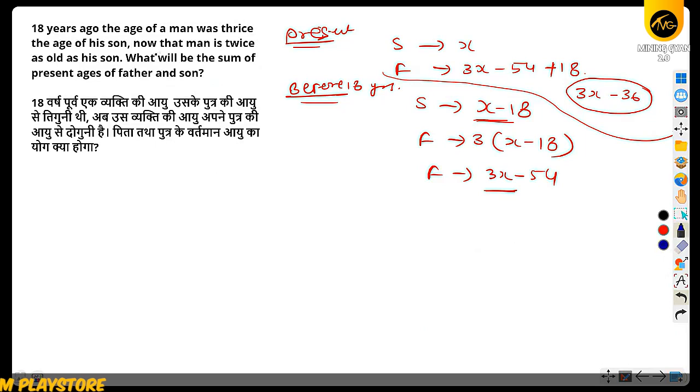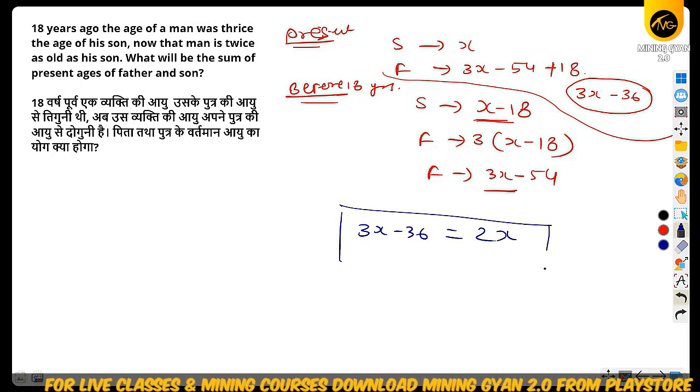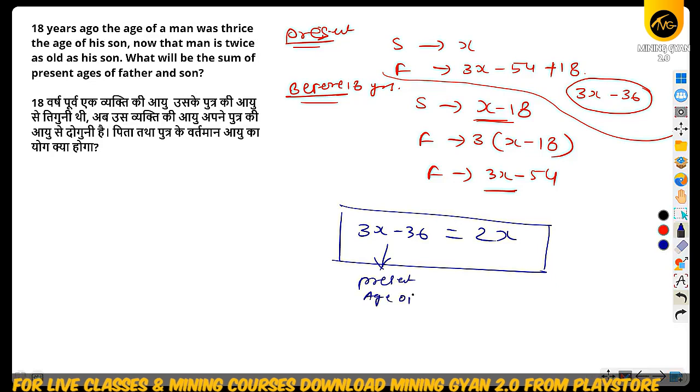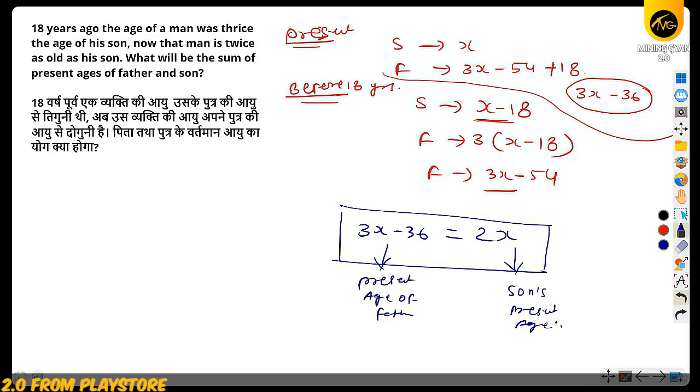Now the logic is, the man is twice as old as his son. So father's present age is 3x minus 36, and it is twice the present age of his son. The present age of his son is x. So this is the logical portion of the question: 3x minus 36 is equal to 2x. This is the present age of father, and x is the son's present age. Now just find the value of x. 3x minus 2x, that means x is equal to 36, which is the age of his son.